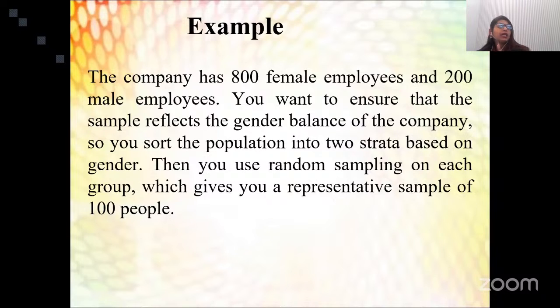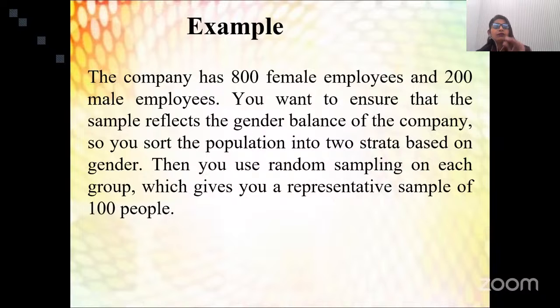So in totality, 800 plus 200, they have 1000 employees in the company, out of which 800 are female and 200 are male. They want a sample which reflects the same gender balance. If I have to pick a sample of 100 employees, and we are using random or systematic sampling, we might get 100 females only, or there is a possibility that we get 100 males only. Just to avoid this limitation, we are using stratified sampling.